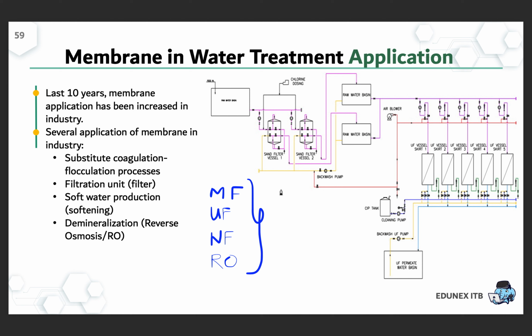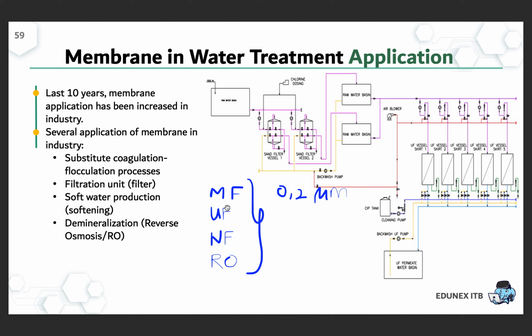For microfiltration, the pore size is around 0.1 or 0.2 up to 1 micrometer, so very small. Microfiltration can be used to separate everything that is larger than 0.1 micrometers. It is very commonly used to separate bacteria, viruses, and also big molecules such as carbohydrates, pectin, something like that.